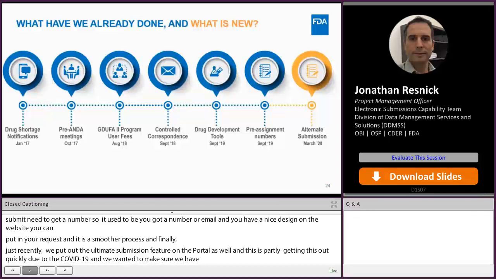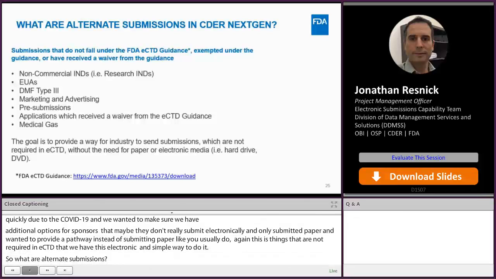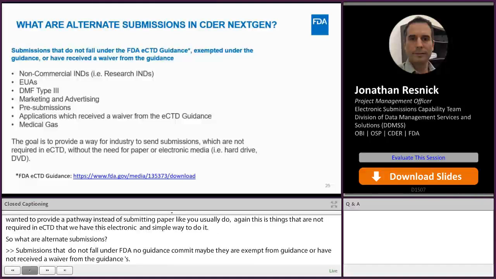So what are alternate submissions? Well, these are submissions that do not fall under the FDA eCTD guidance, or maybe they're exempt from the guidance, or they have received a waiver from the guidance. So these are things like non-commercial INDs, right? Specifically research INDs. So with this new alternate submission category, that's been the most common type of submission we've seen. It was just turned on a couple of weeks ago.